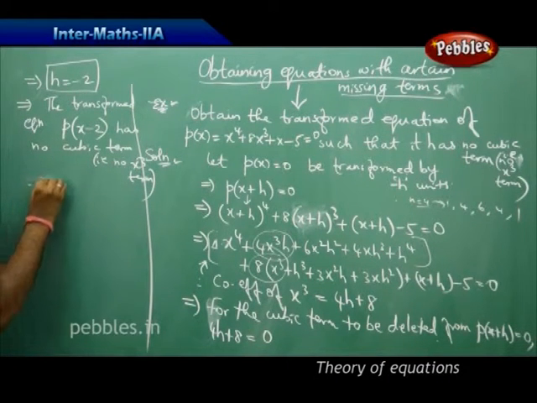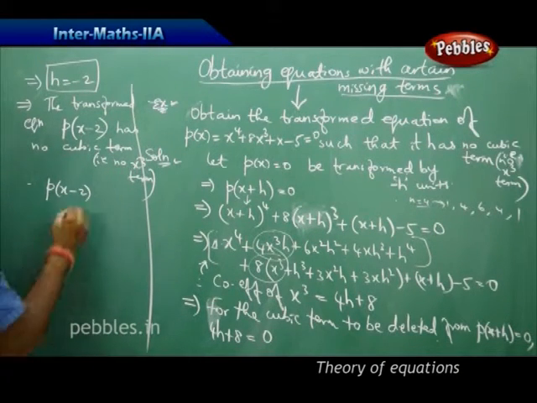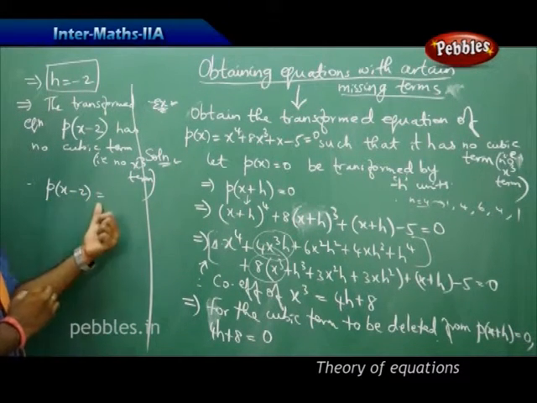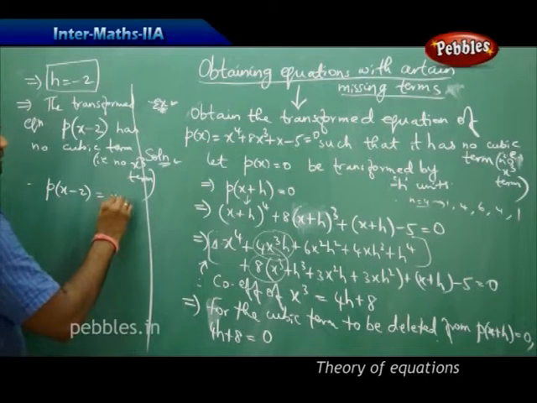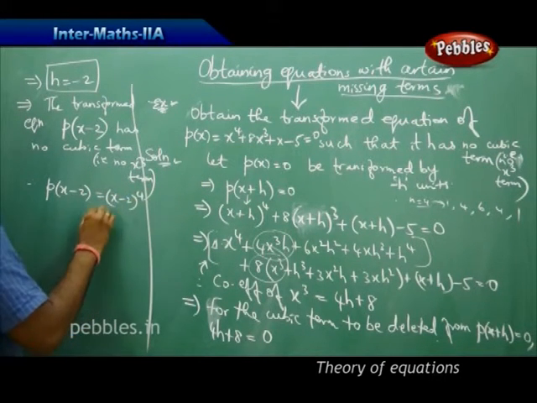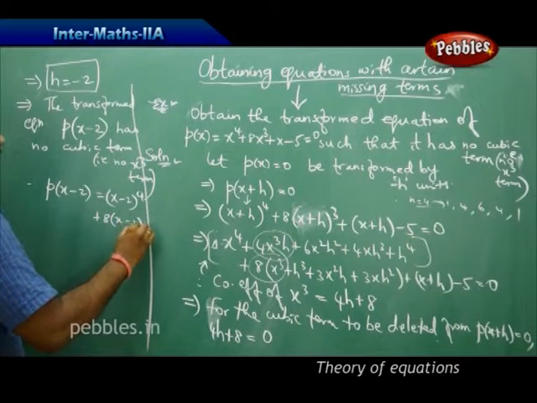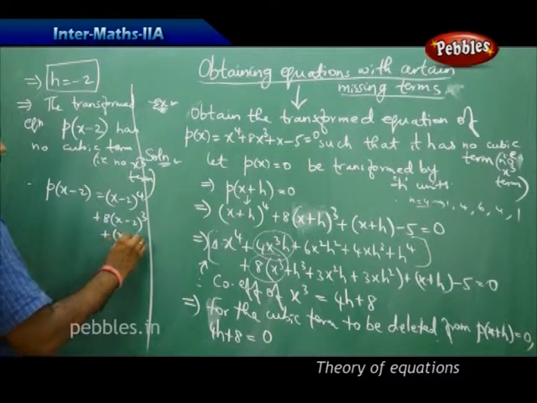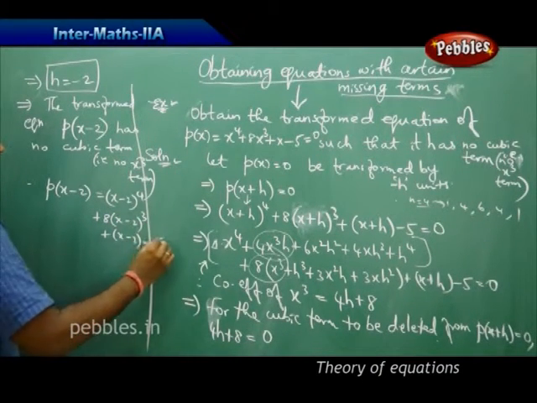So therefore, let's see if we are correct with our expansion. To find f of x, p of x minus 2 is nothing but taking this replaced with this, plus 8 times (x minus 2) cubed, minus 5.